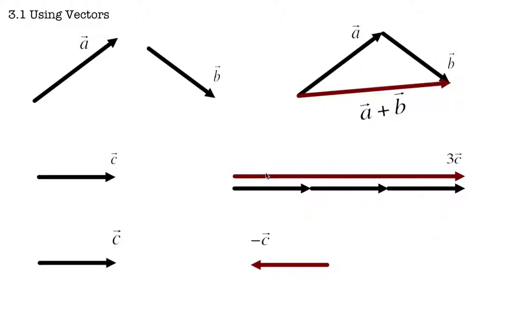So this red arrow represents the vector 3C. It's 3 times the length of the original vector C, but it preserves the direction. It still points straight to the right in this case.